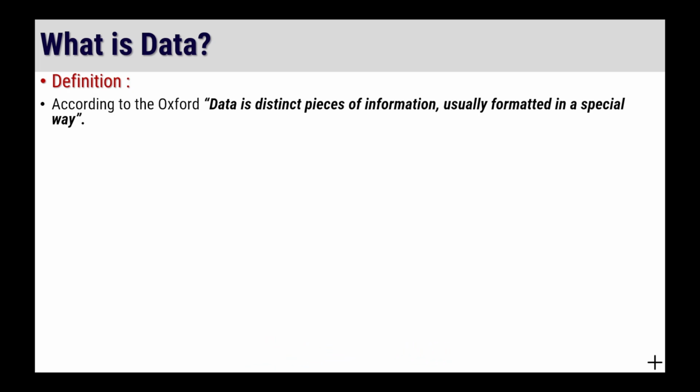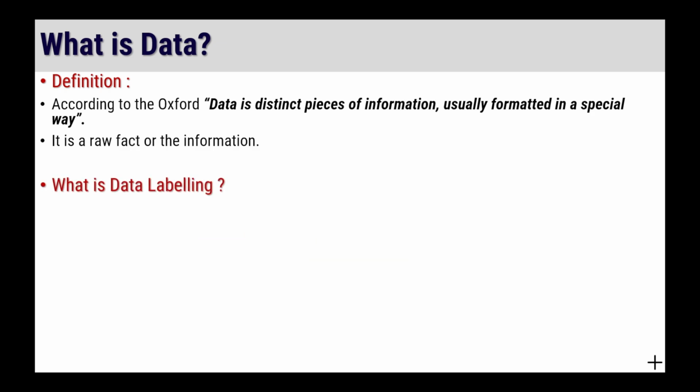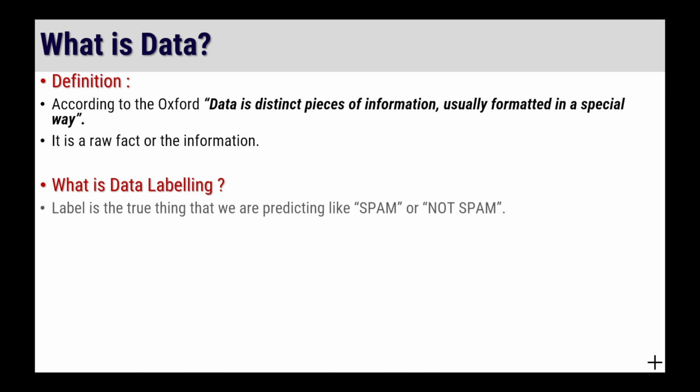Now, the interesting part is some data comes with labels while some doesn't. Based on it, there are two types of data, labeled data and unlabeled data. But before we understand what is data labeling, it is important to understand what is a label. A label is nothing but the true thing that we are predicting, like spam or not spam. In the case of email spam classification, labels give meaning to the data. Without labels, data is like a blank sheet. You do not know what it is about.